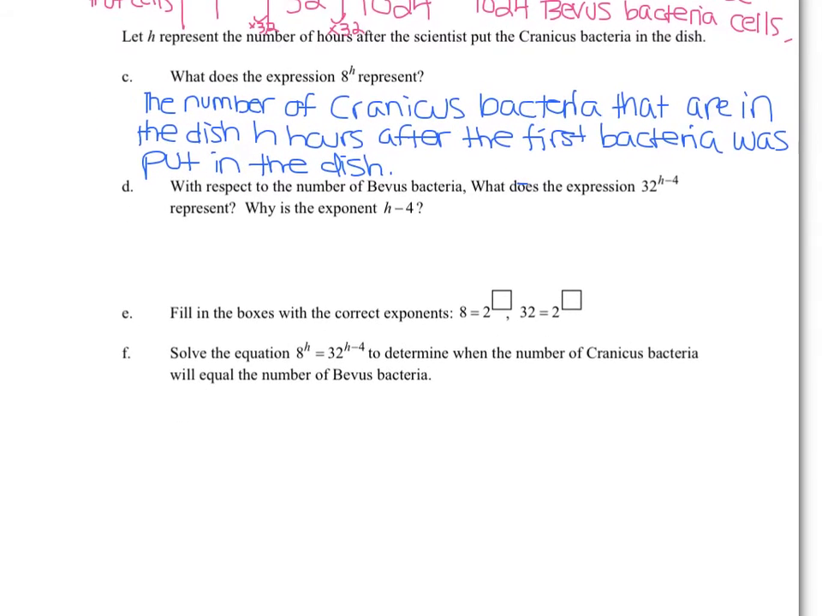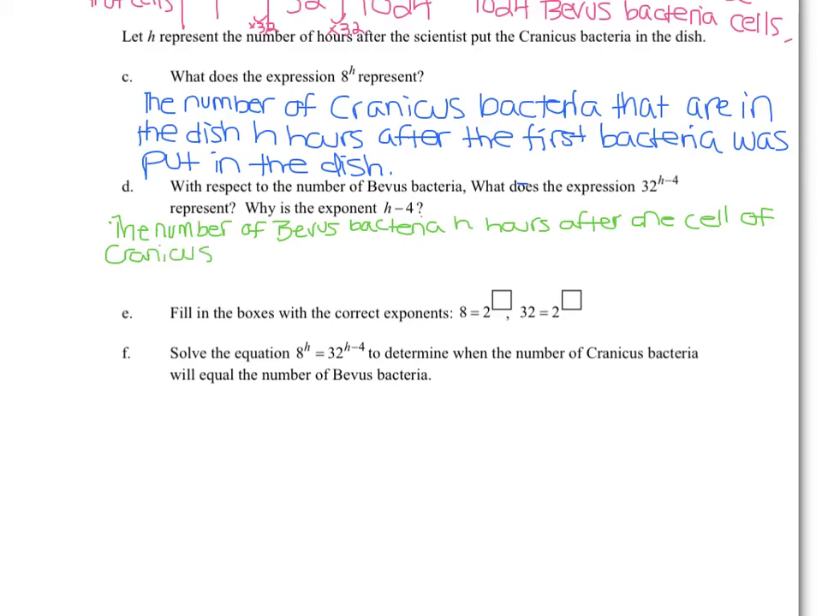Okay, with respect to the number of Bevis bacteria, what does the expression 32 to the H minus 4 power represent? Why is the exponent H minus 4? Well, we know 32 is the rate of growth. So what it represents is, it's going to be two parts to this answer. The number of Bevis bacteria H hours after one cell of Cranicus bacteria was put in its dish.